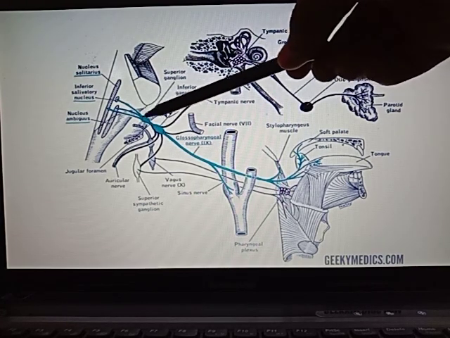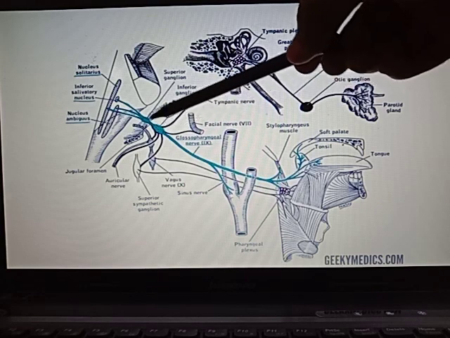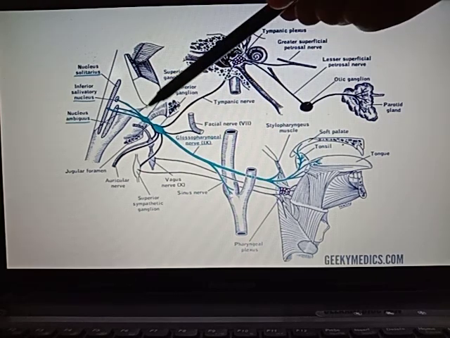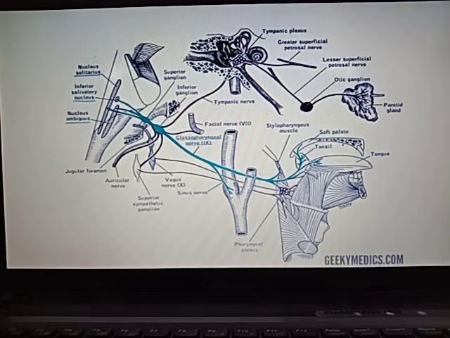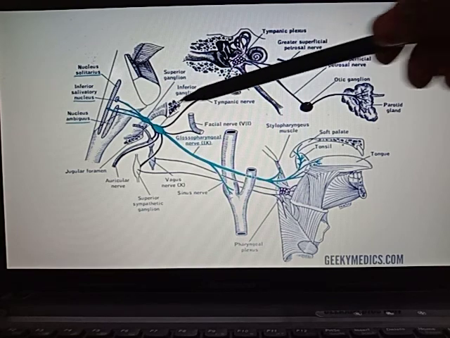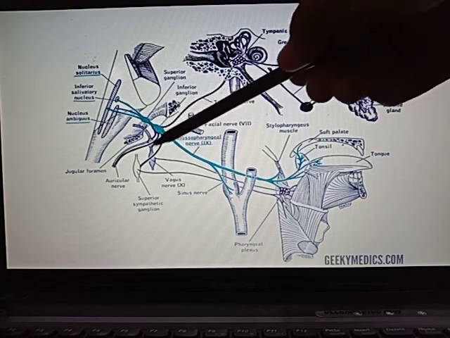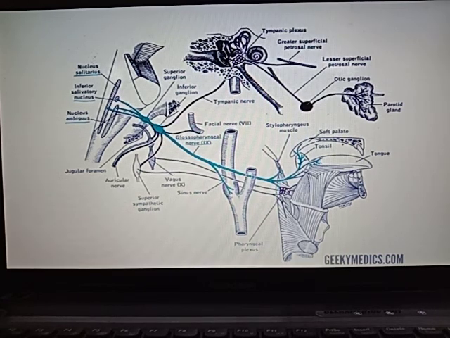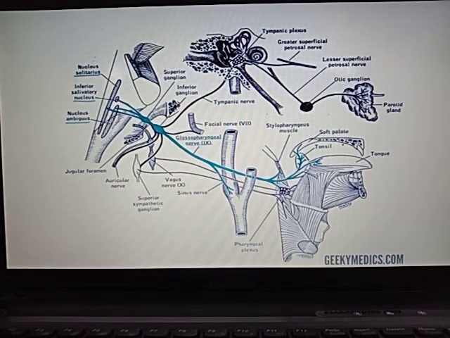So this is the superior ganglion and the inferior ganglion. In this part, there are some unipolar neurons which provide general somatic sensation. And for the carotid sinus, there is general visceral sensation from the carotid sinus and the carotid body. Okay.